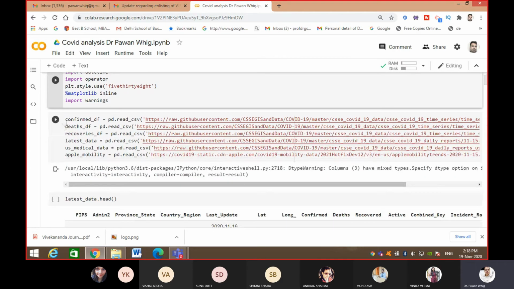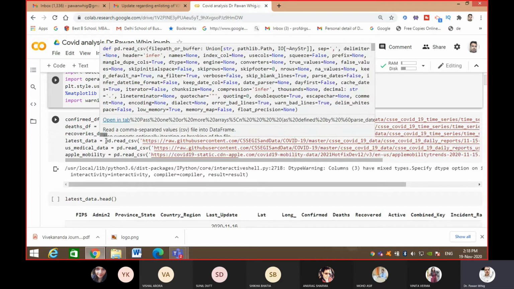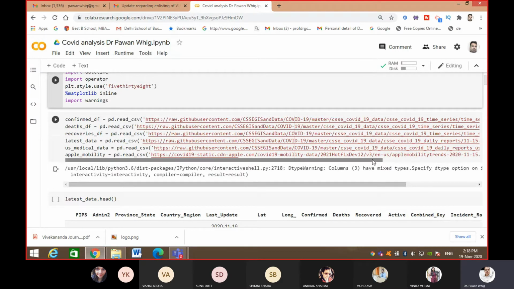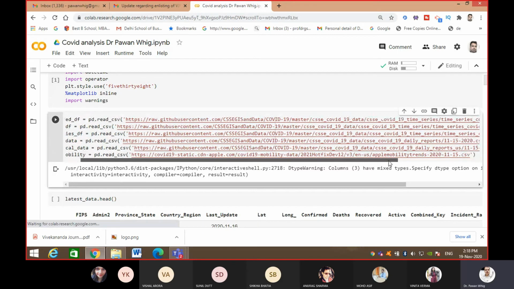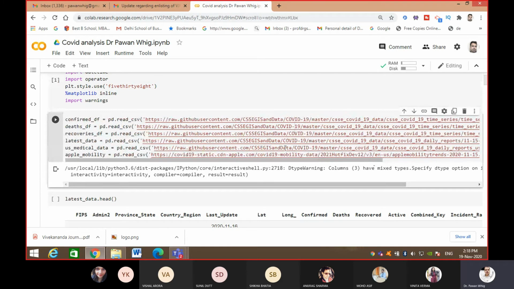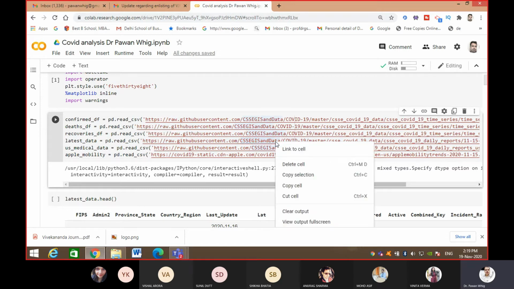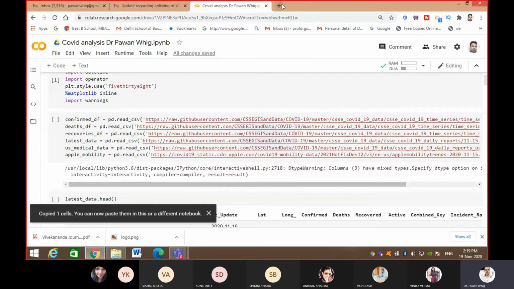Now the dataset is very important this time. We are taking the dataset from web data. You all must know the COVID dataset is available on CSSEGIS, on this website. You can take it from githubusercontent.com. So this is the data basically, CSSEGIS data. This is a site from where you can take the data. Let me copy this and show you.